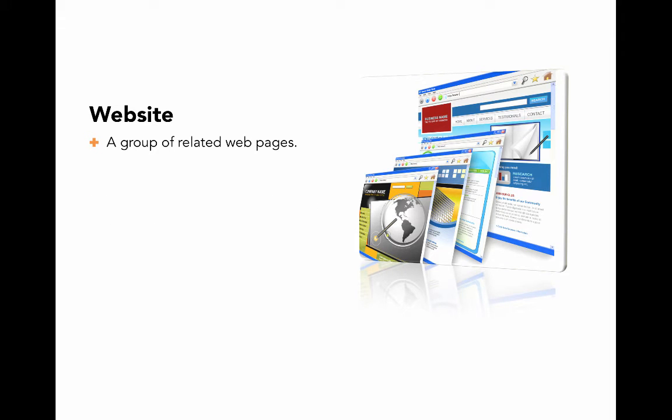A website, on the other hand, is a group of related web pages. So now you have a web page that has links to other web pages, and that collection is what forms a website. So what these really are is a collection of documents that all exist together and are interconnected and interlinked to make them into one cohesive website.